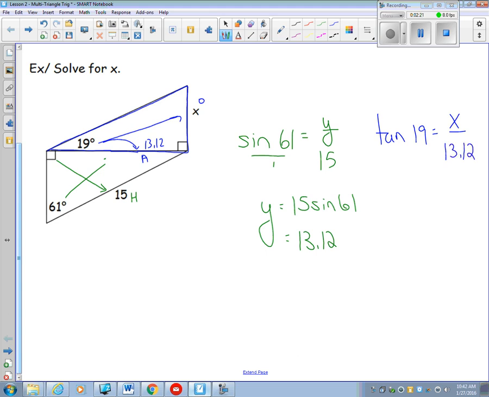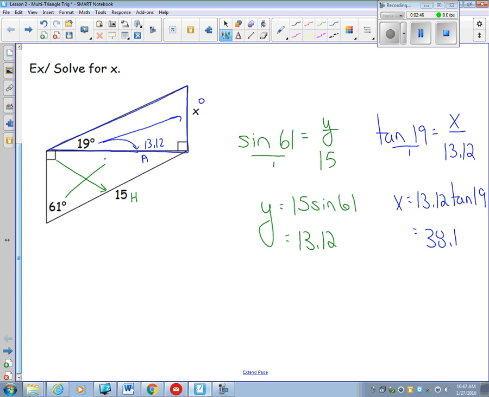Okay, that shared side, that's kind of the key here. Again, x is in the top, means I'm cross multiplying. So 13.12 times the tan of 19, all in the right spots. Put in our calculator, we end up with 38.1. So even though I wasn't able to solve for x directly, by using the idea of a shared side, I can work through one triangle to solve the second triangle.